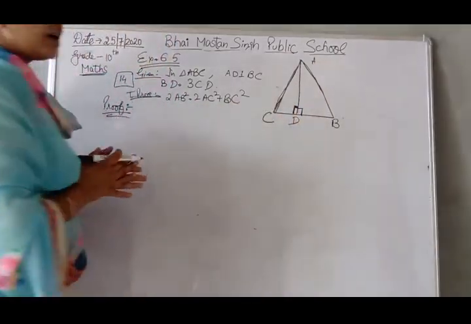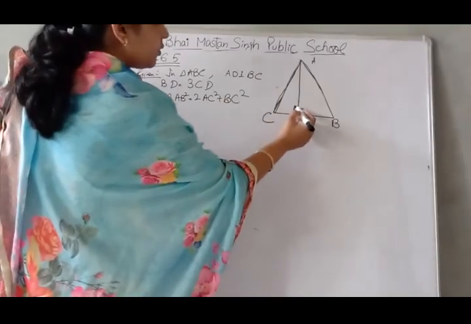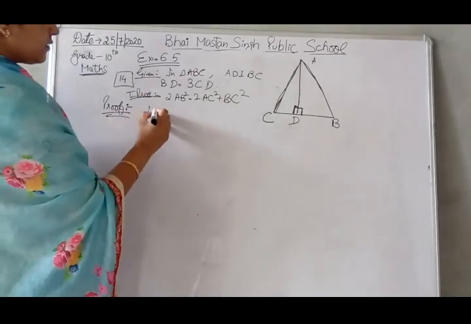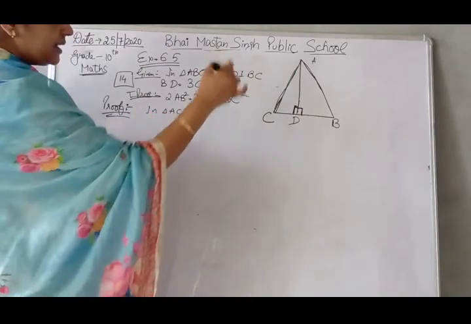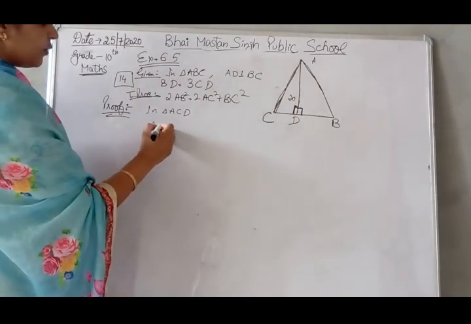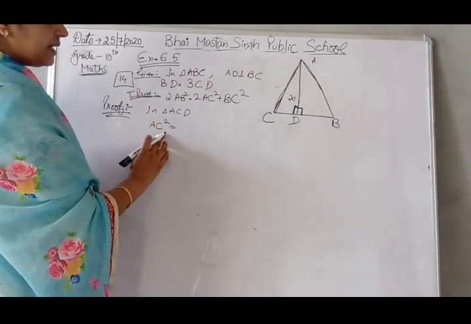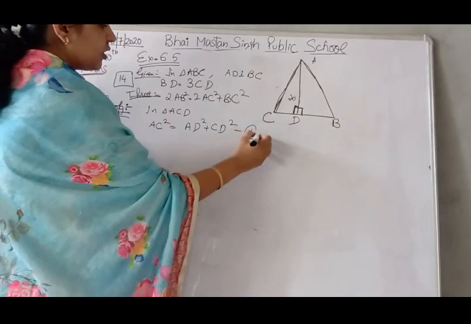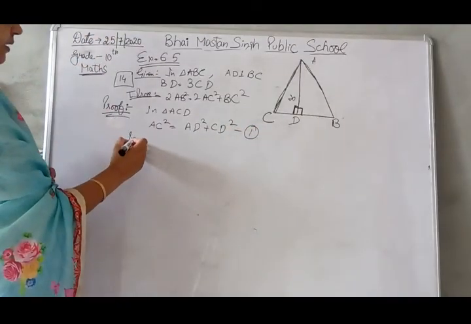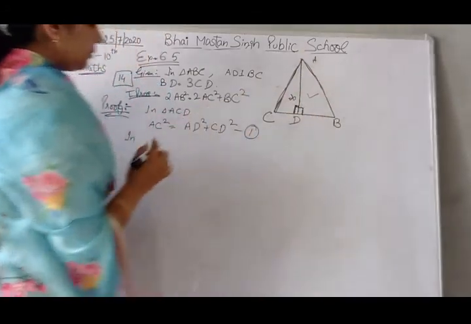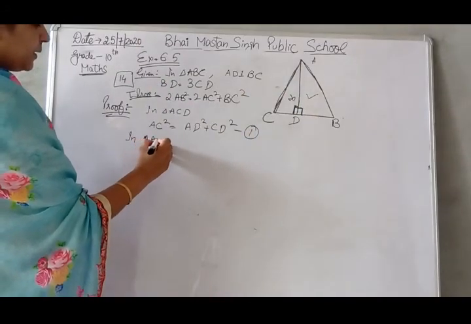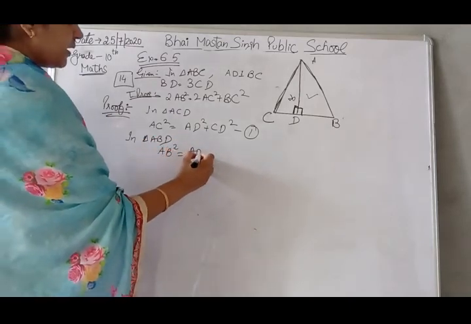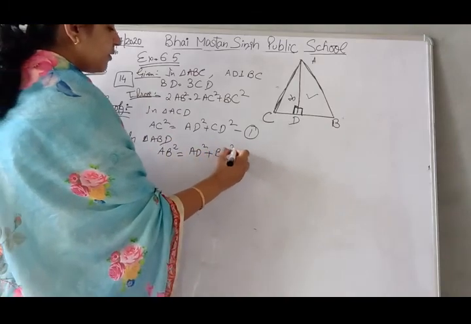Okay. So I apply Pythagoras theorem because there is 90 angle also there and I need square of hypotenuse also. So in triangle ACD, hypotenuse square is equal to hypotenuse AC, perpendicular AD square, base is CD square. Okay, this is equation number 1. Now I will apply Pythagoras on this one because I need AB square. So in triangle ABD, Pythagoras hypotenuse square is equal to perpendicular square plus base square, equation number 2.